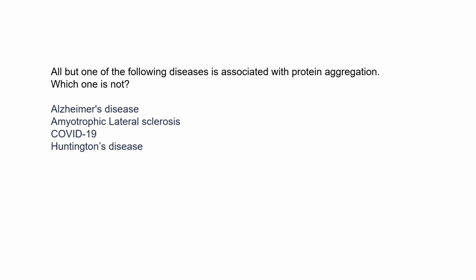All but one of the following diseases is associated with protein aggregation. Which of these is not? So here Alzheimer's, amyotrophic lateral sclerosis, and Huntington's disease, all of these are associated with aggregation of protein, whereas COVID-19 is not.